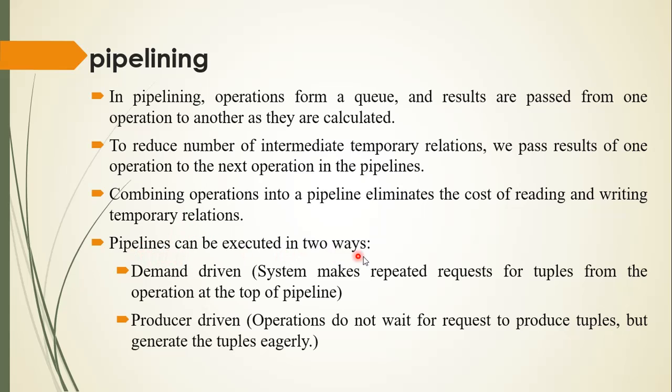Pipelines can be executed in two ways, that is demand driven and producer driven. In demand driven, the system makes repeated requests for tuples from the operation at the top of the pipeline, and in producer driven, operations do not wait for requests to produce tuples but generate the tuples eagerly. Here they wait for the request to produce the tuples, and here they will not wait. That is demand driven and producer driven; remember the names only.